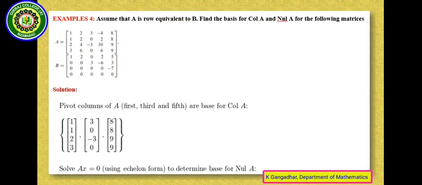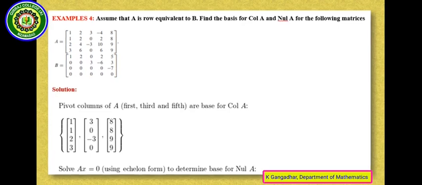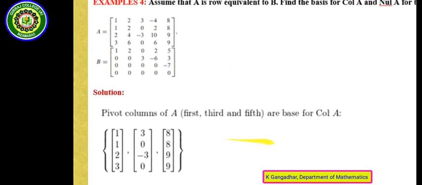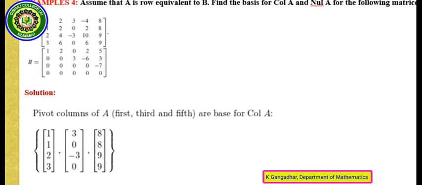So now the second problem is the same model problem. Here assume that A is row equivalent to B. Find the basis for column A and null A for the following matrix. So in the matrix B, the pivot columns are the first column, third column, last column. So these columns form the basis for column A. First, third, fifth columns form basis for column A.